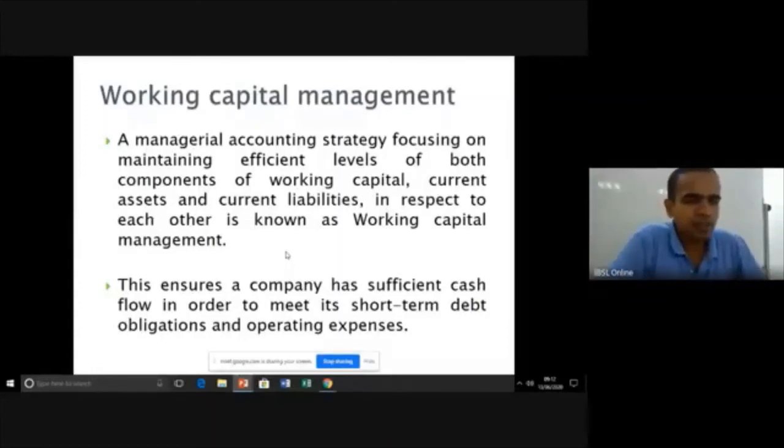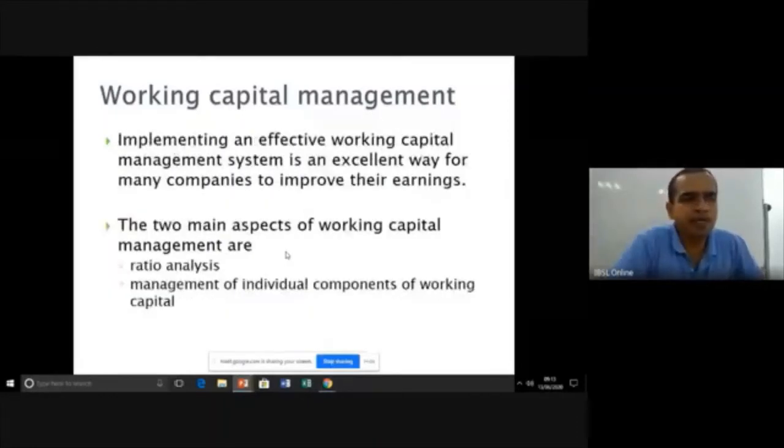Right? This ensures a company has sufficient cash flows to meet short-term debt obligations and operating expenses. So efficient management of working capital means you're managing your current liabilities well, paying your dues on time, and also investing whatever surplus you have to earn an additional return. Implementing an effective working capital management system is an excellent way for many companies to improve their earnings.